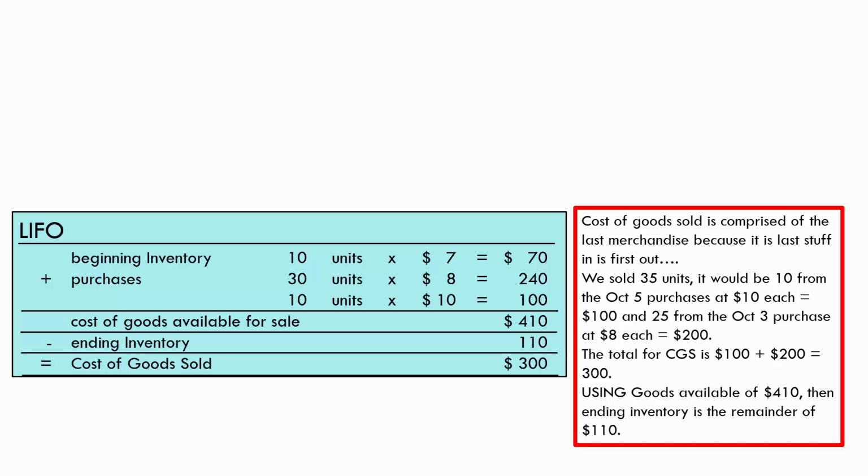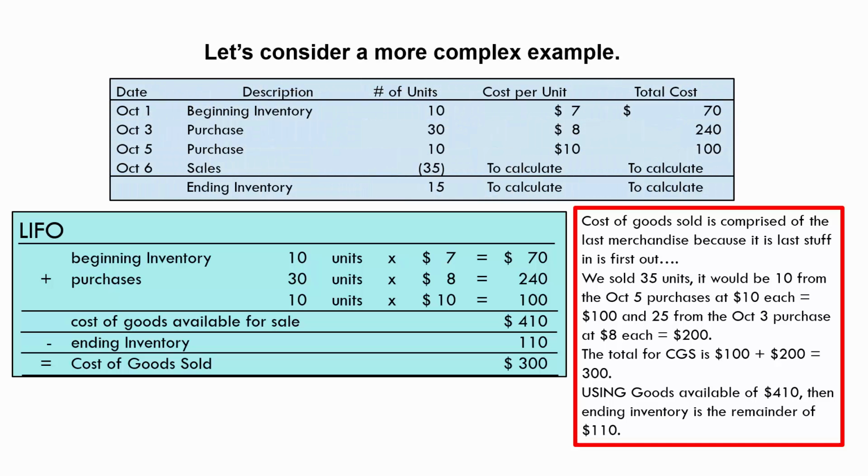If we use LIFO, we're going to do this a little bit different. This setup is the same as on the previous slide, and when we start talking about LIFO, we're going to say the last units we get in are going to be the first to go out, which means you are going to use up these 10, and then you're going to use up the other 25 from this, meaning our ending inventory is going to consist of these units and 5 at $8 here.